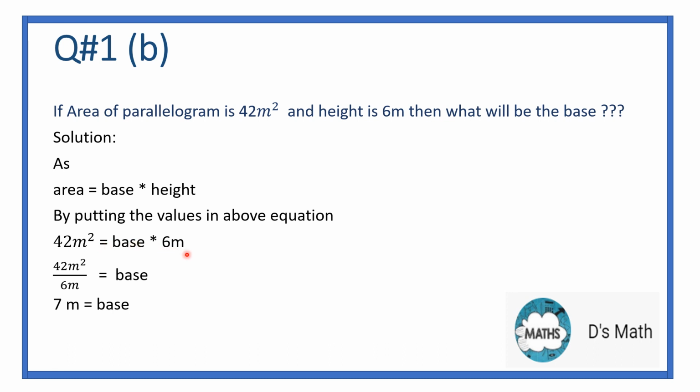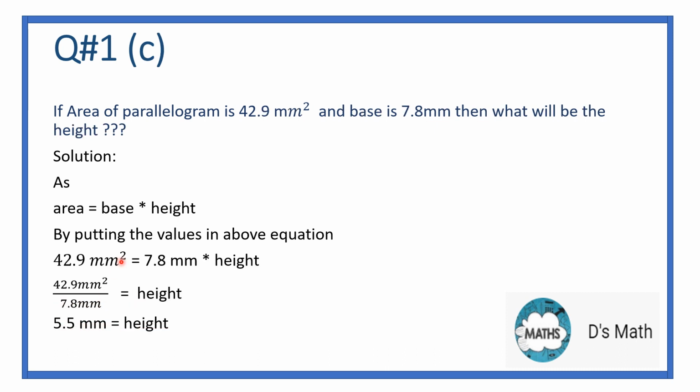And we know that if we want the value of base, we will shift the values to the other side. I'll divide both sides of the equation by 6 meter. Then this 6 meter will be cancelled and we have 42 meter square over 6 meter. Meter will be cancelled with meter and we have the answer 7 meter as the base.